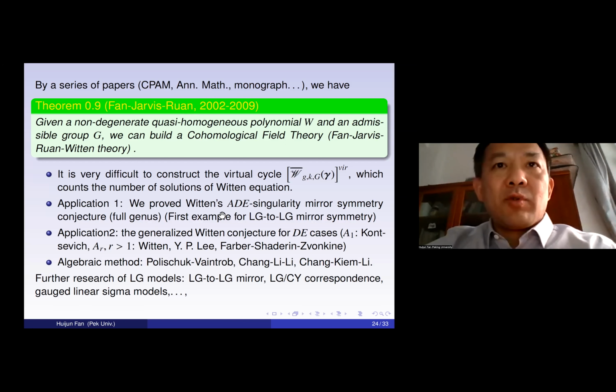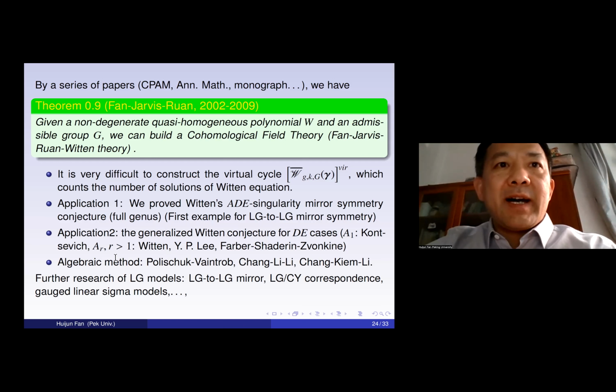As applications: Application 1, we can prove Witten's ADE singularity mirror symmetry conjecture in 4 journals. This is the first example of LG to LG mirror symmetry. Application 2 is that we can solve the generalized Witten conjecture for the D and E cases. Just to remind you, the A1 case is called the Witten-Kontsevich theorem.